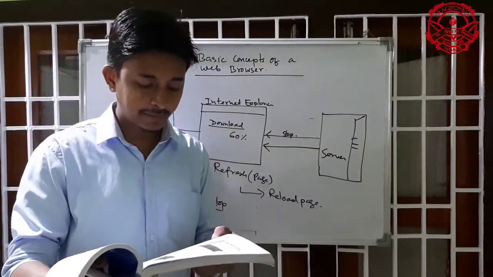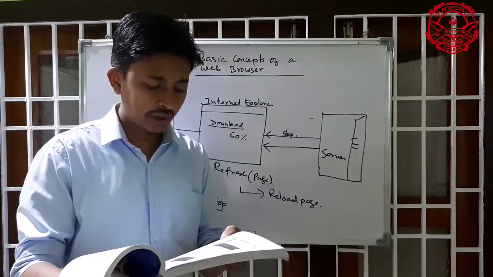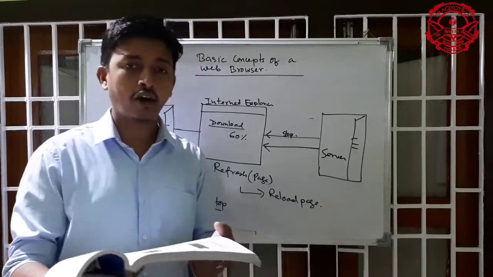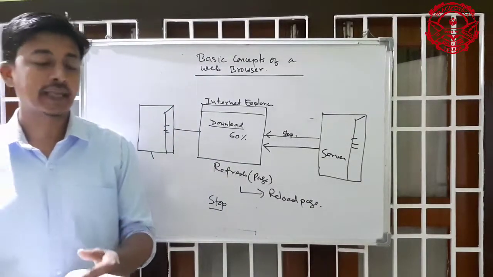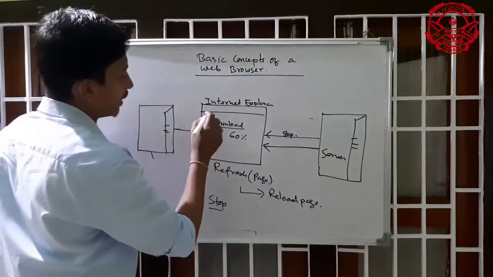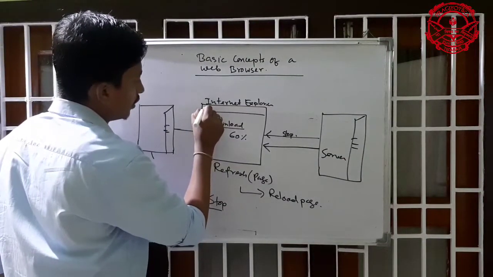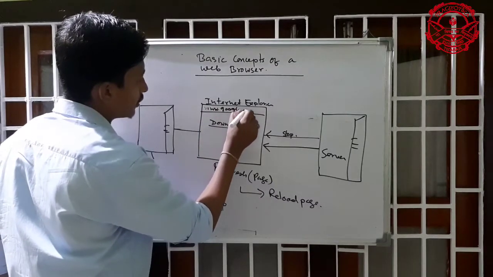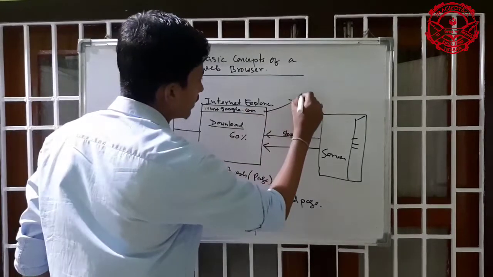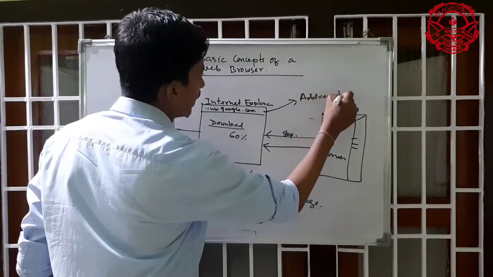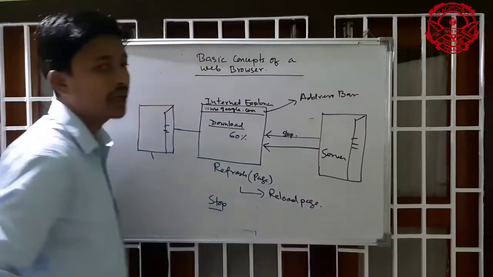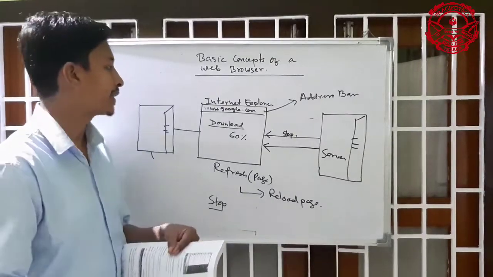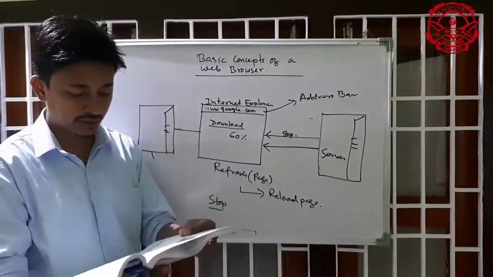Now next is the down arrow button. It is on the right side of the address bar. Address bar is where you write the address of the web page, say google.com. This is an address bar, where you write the website's address. Here I am writing www.google.com, so that's why it is called the address bar.